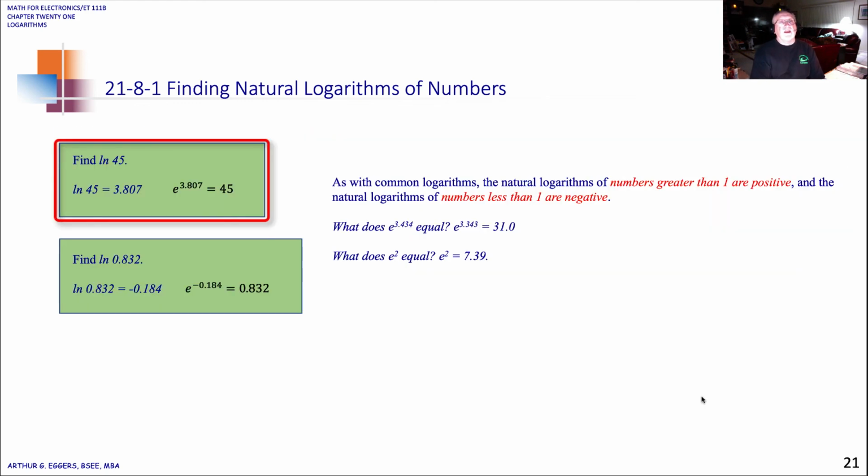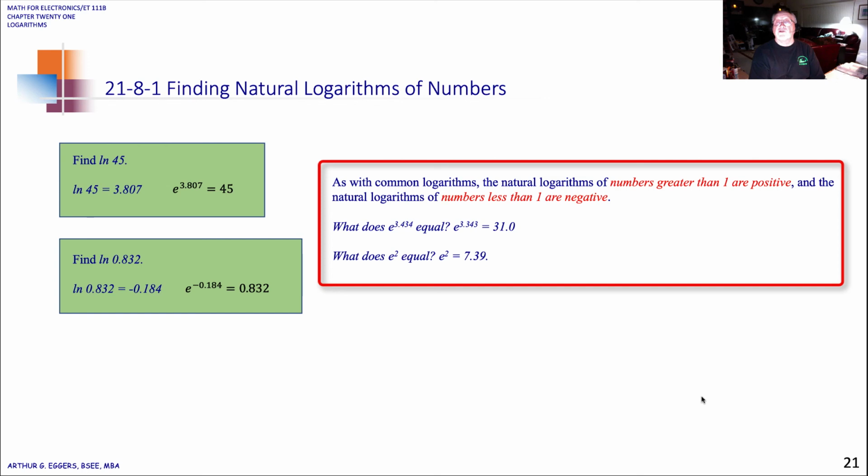Okay, so if we take a look at the last two examples here, the natural log of 45 is equal to 3.807. Run it through your calculator. e to 3.807 gives us back 45. As with common logarithms, the natural logs of numbers greater than 1 are positive, and the natural logs of numbers less than 1 are negative.